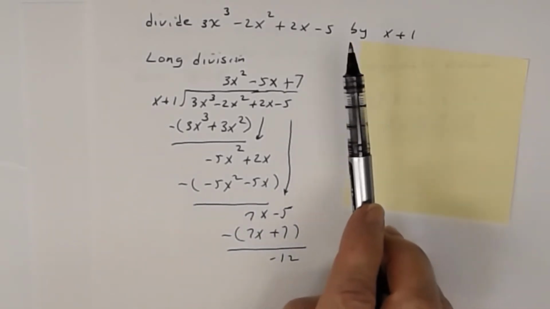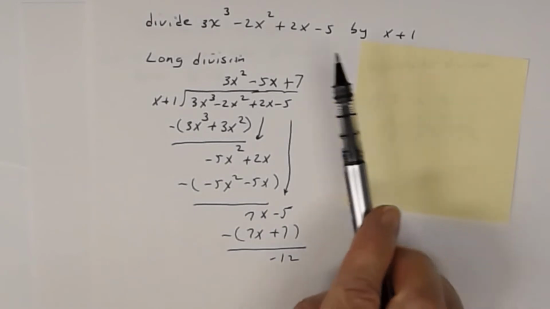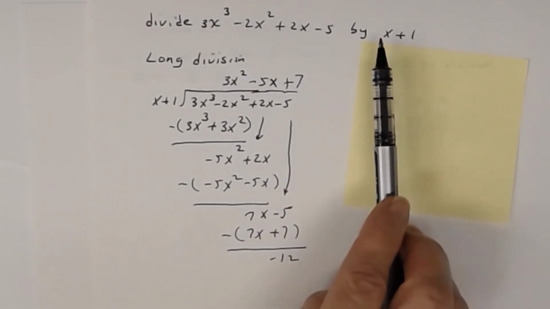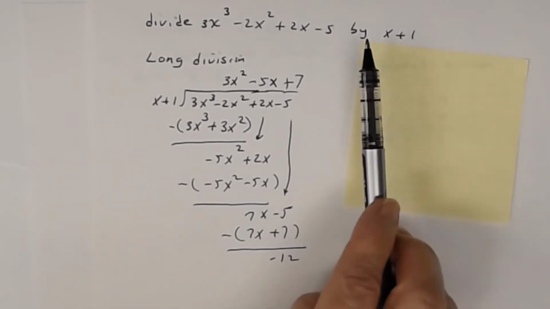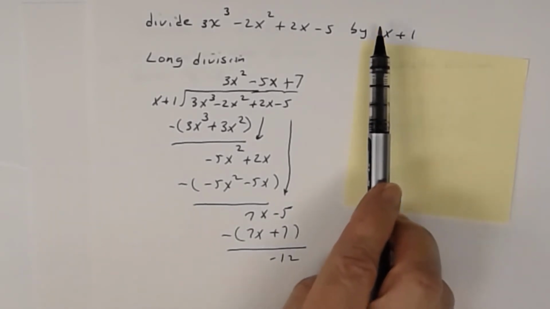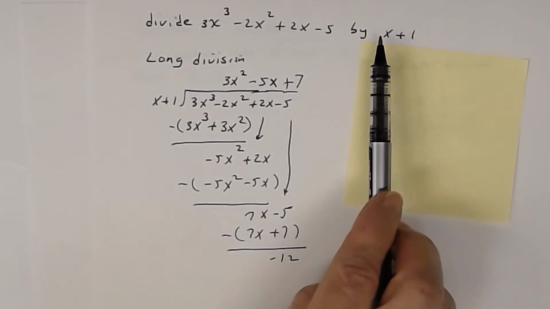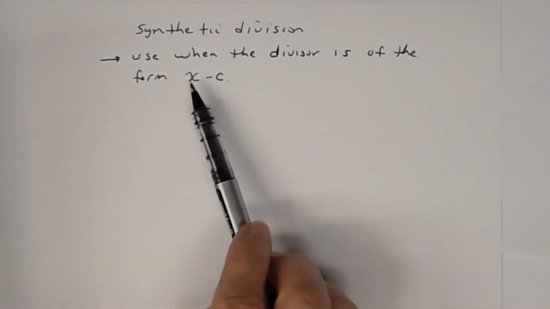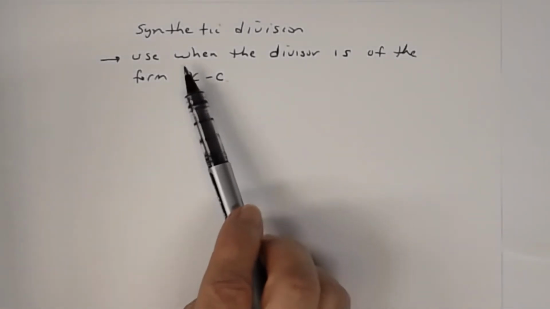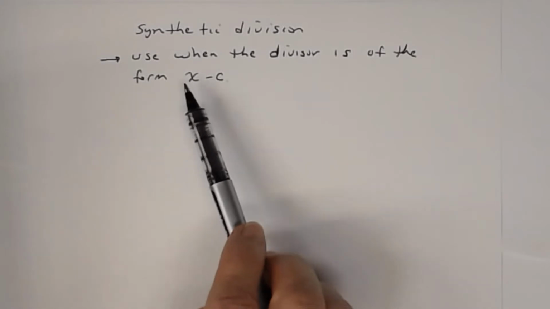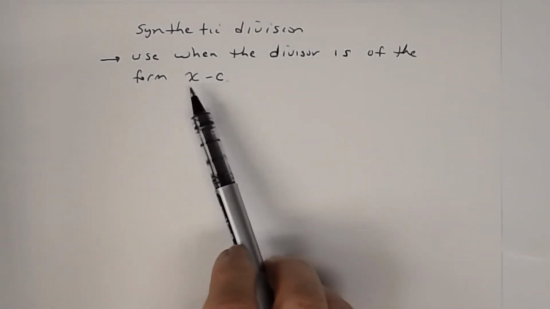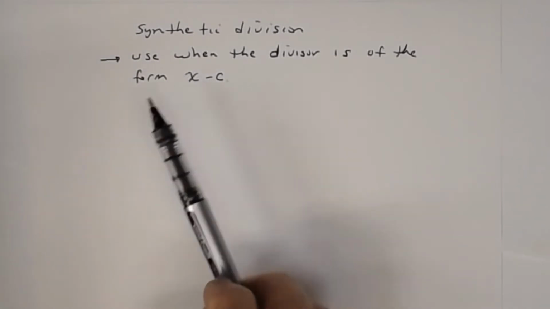Remember, synthetic division is just a shortcut way of dividing a polynomial by a linear factor, as long as the coefficient of x is 1. This must be a 1. The coefficient of x must be 1. That's why we use the expression x minus c. So the divisor must be a linear factor, and the coefficient of x must be 1.